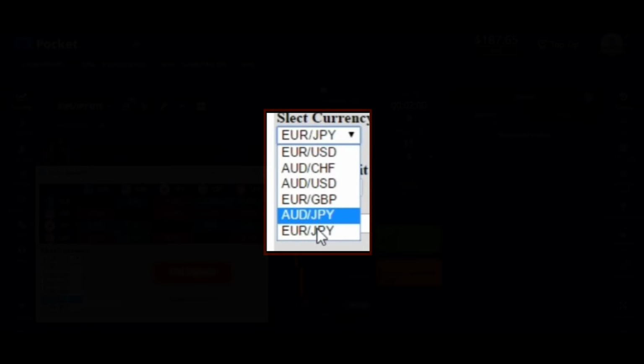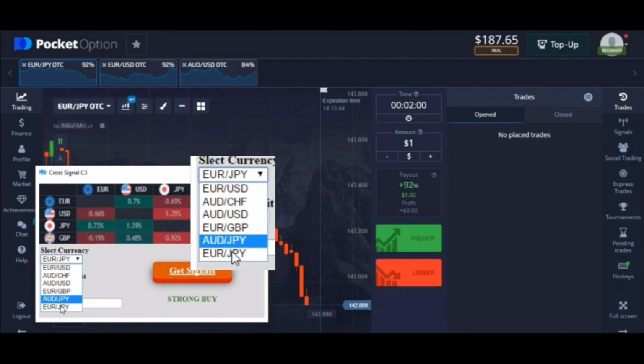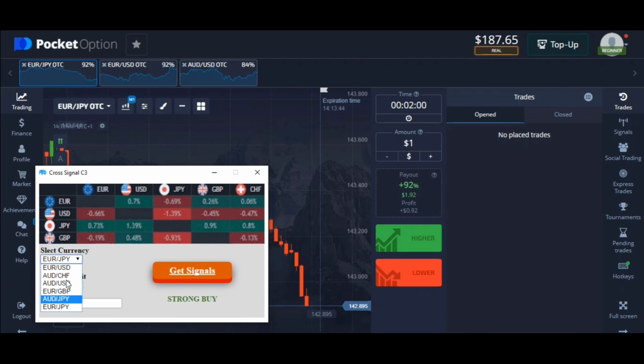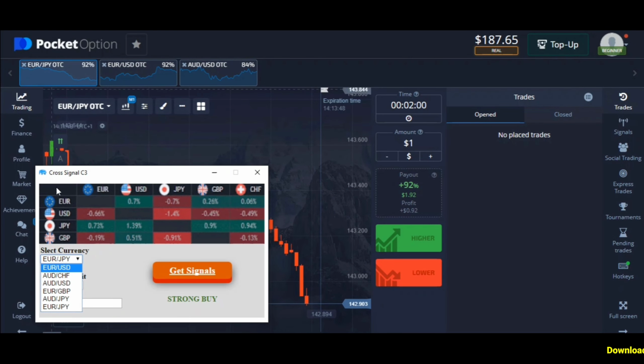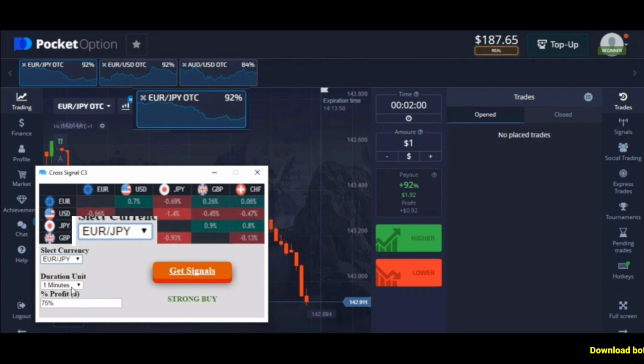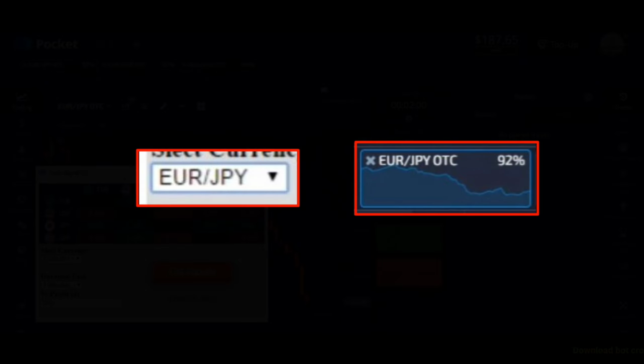This is the cross signal C3 bot market that you can choose and use in this trading. The Pocket Option market is what I chose in this trade. Make sure the market you choose is available on the cross signal C3 bot, then you match it with the Pocket Option market you choose.